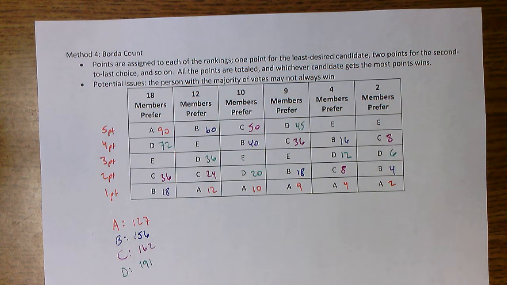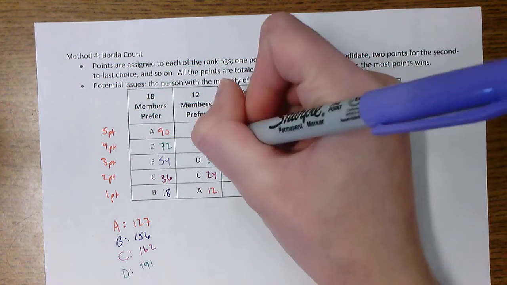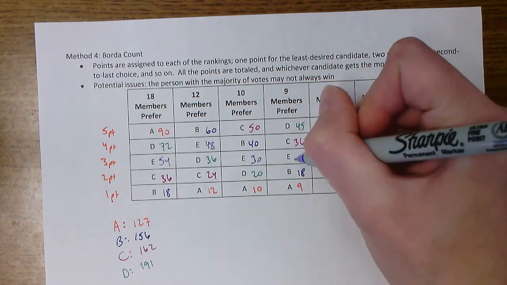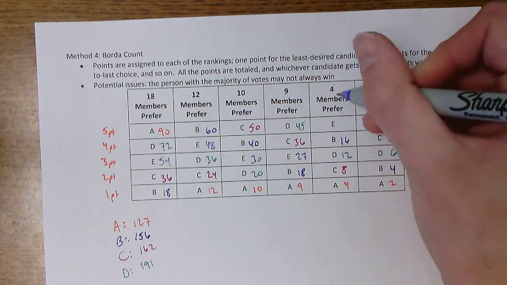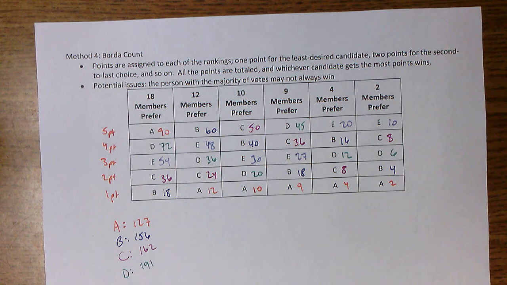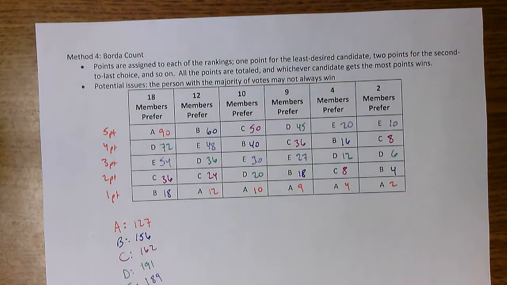All right, and then last but not least, trying to find another good color I can use here. All right, so candidate E, they got 18 people giving them 3 points, so that's 54. 12 people gave them 4, so that's 48. 10 gave 3, that's 30. 9 gave 3, so that's 27. 4 gave 5, so that's 20. And then 2 gave 5, so that's 10. So if I add all those numbers up, the 54, the 48, the 30, the 27, the 20, and the 10, that adds up to, for candidate E, 189 points.